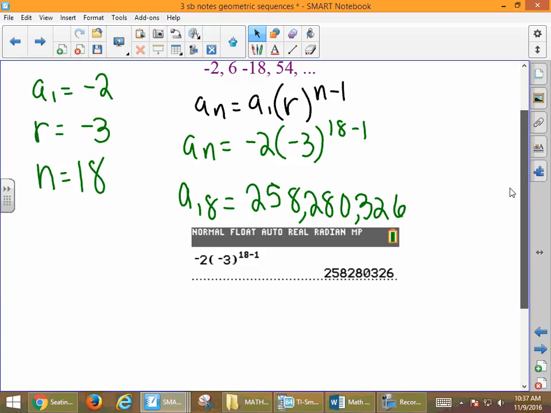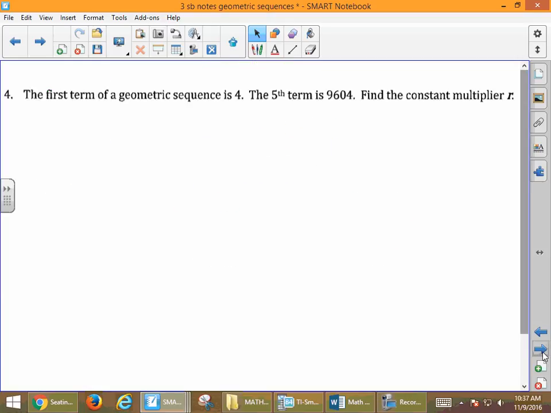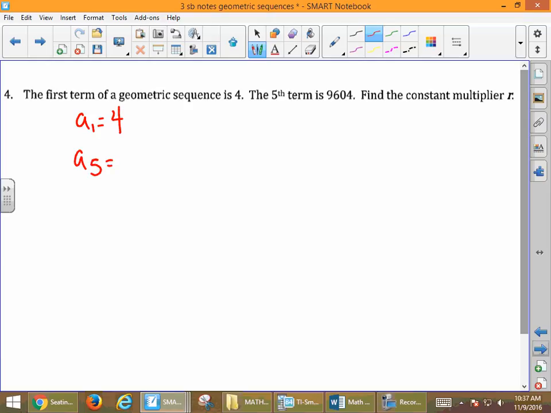But what we need to be able to do is identify, is it geometric, is it arithmetic? And as we look at problem number 4, it tells us in the first sentence, the first term of the geometric sequence is 4. That means a sub 1 is 4. The 5th term in here is 9,604. It says find the constant multiplier. We don't know what r is, but we do know one more value.